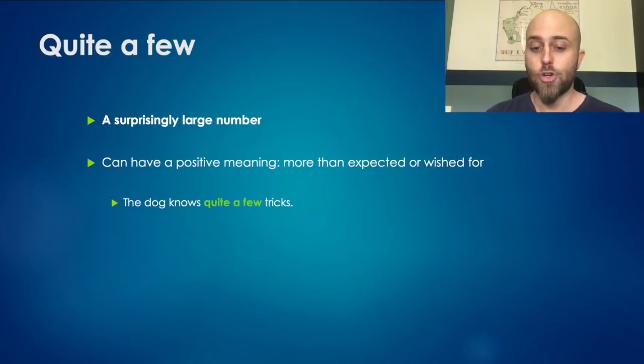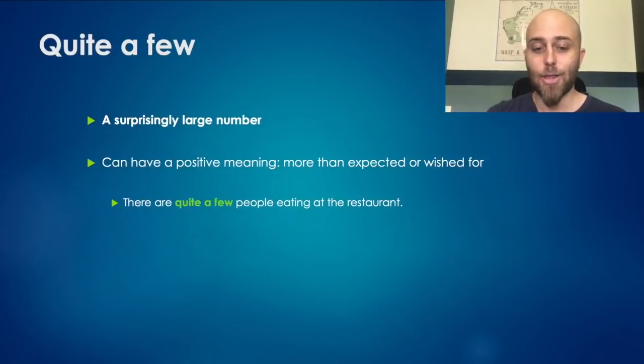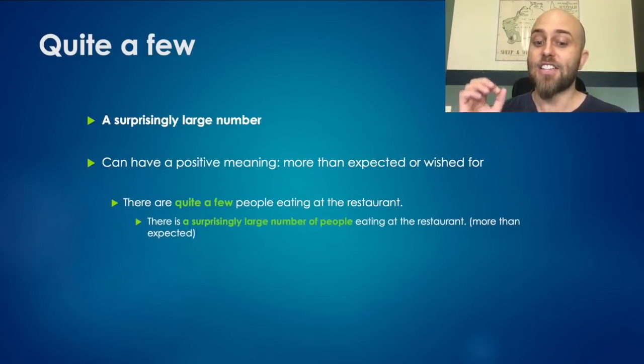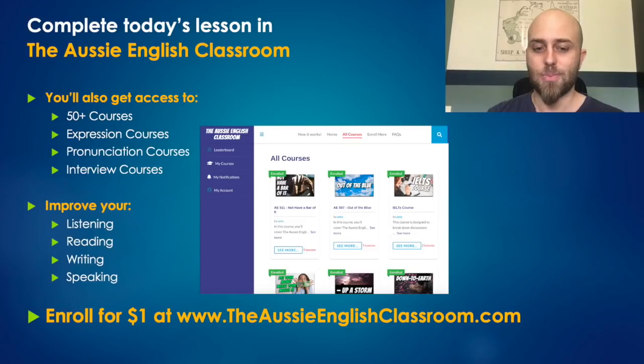So you could say the dog knows a few tricks, and that would be he knows a couple. But if you say quite a few, that's he knows a lot, right? The dog knows a surprisingly large number of tricks, more than you expected. Yeah, he knows quite a few tricks. Another example, there are quite a few people eating at the restaurant. There is a surprisingly large number of people eating at the restaurant, more than you would expect.